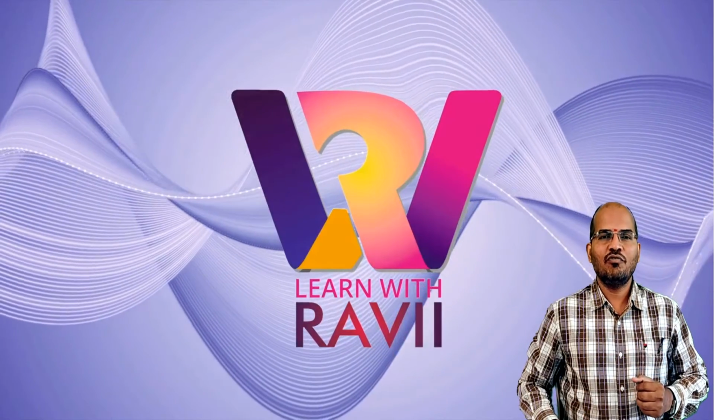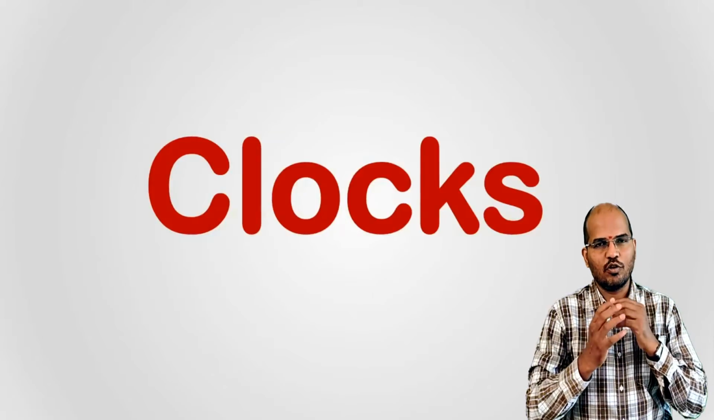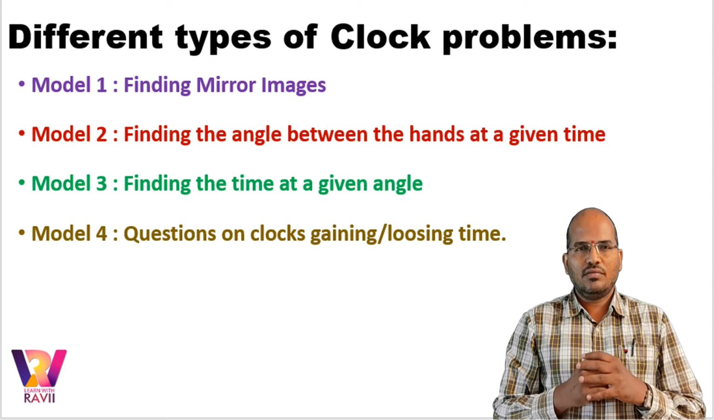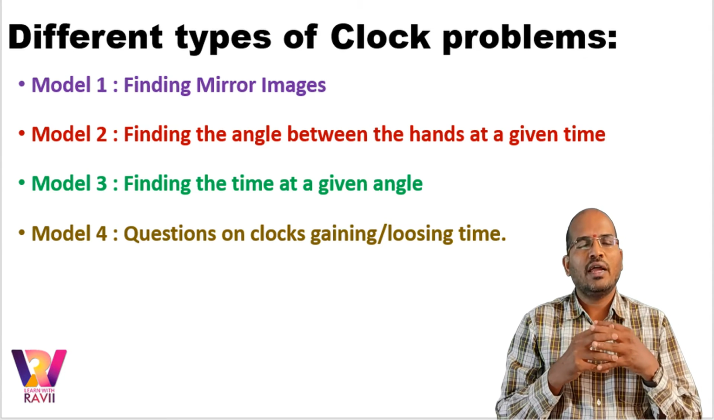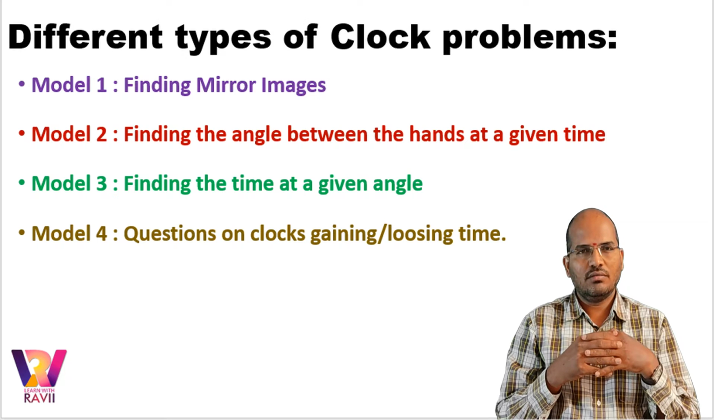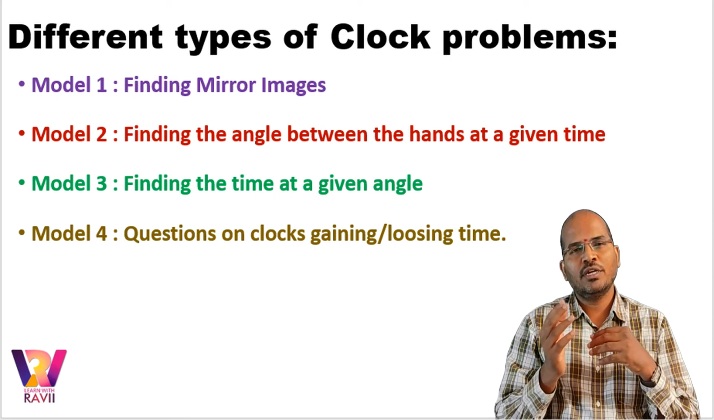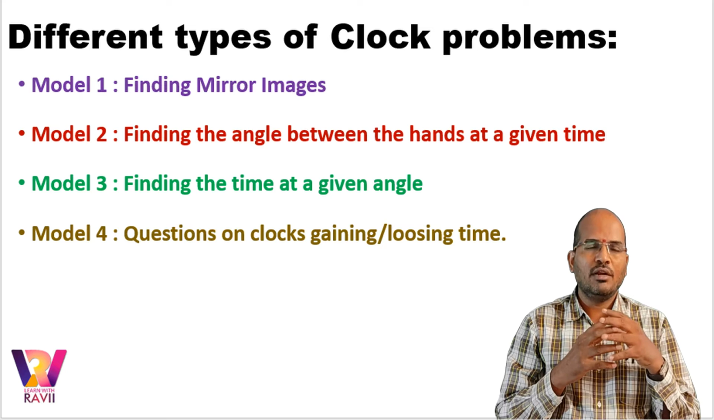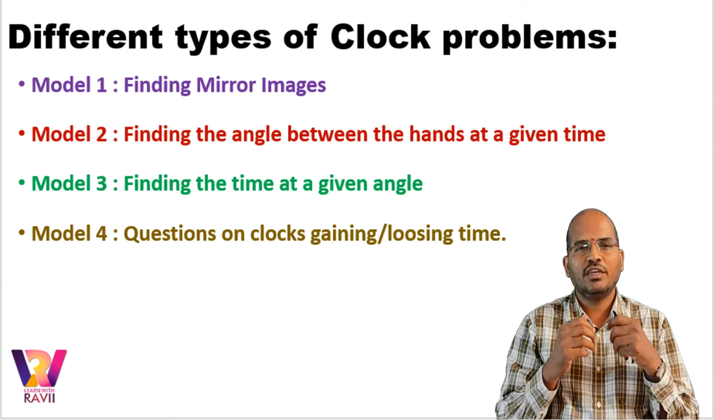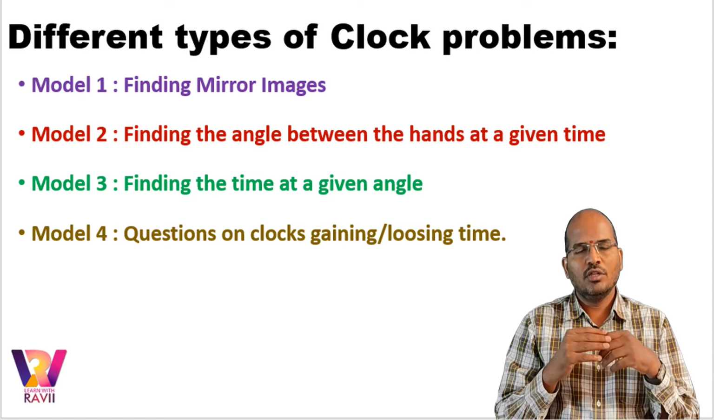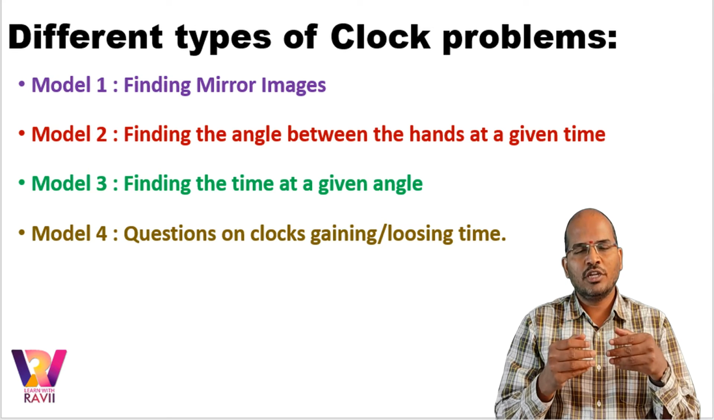In today's session, we shall learn about the concept of clocks. In the previous session, we have seen what a clock is, what are the angles made by the hour's hand in 1 hour space, in 1 minute space, and the angle made by the minute's hand in 1 minute space. And then we have seen different types of models. So let us get into the types of models.